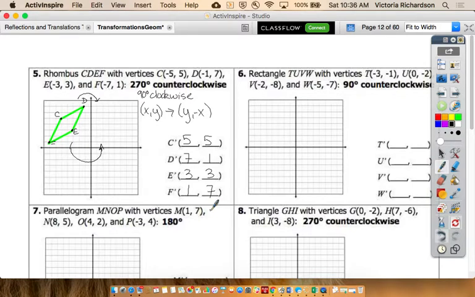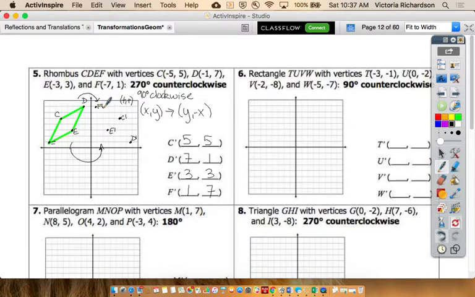Also look at your signs. Everything here is positive because your picture is going to wind up in the first quadrant, and remember, first quadrant is always positive, positive as far as your ordered pairs go. So I'm going to graph my new picture. So 5, 5, 1, 2, 3, 4, 5. 1, 2, 3, 4, 5. That's C prime. D prime, 7, 1, 1, 2, 3, 4, 5, 6, 7, up 1. That's D prime. E prime is 3, 3. And F prime is 1, 7.